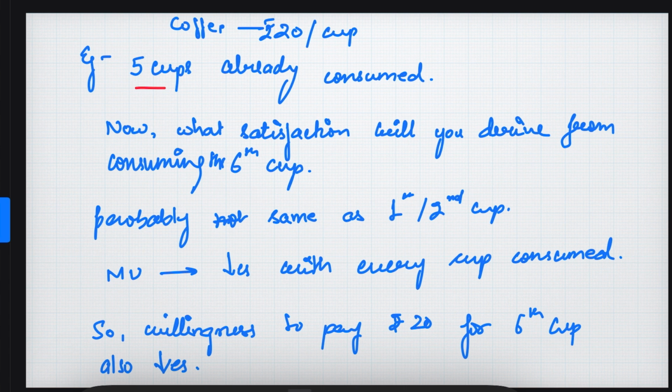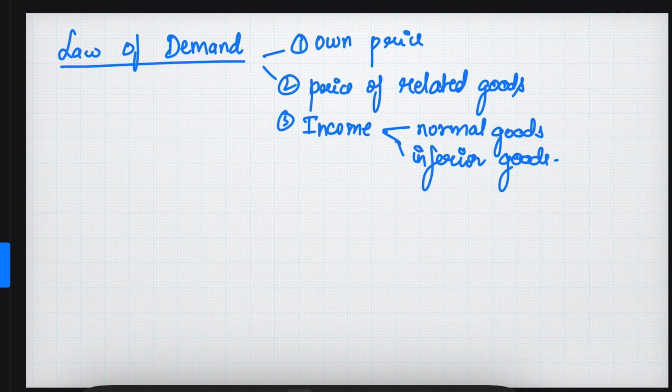So your willingness to pay 20 rupees for the sixth cup would also reduce. Obviously you will think that so much expense has already been made, and at the end of the day, after having 5 cups of coffee, you probably don't need a sixth cup. So your willingness to pay another 20 bucks would reduce. Hence your willingness to pay also reduces.